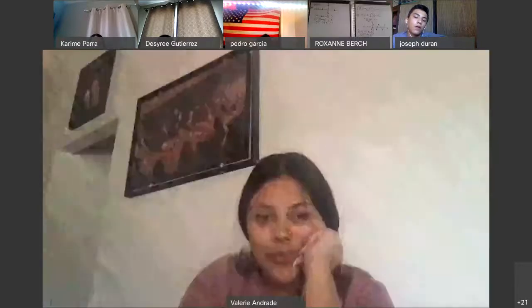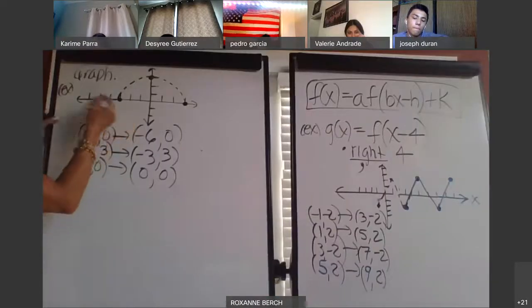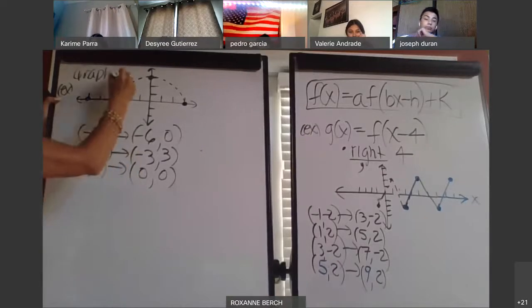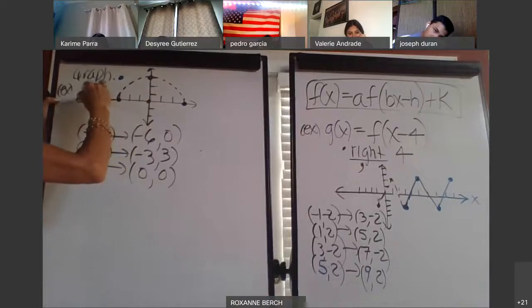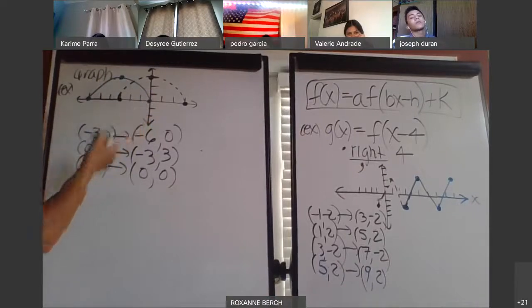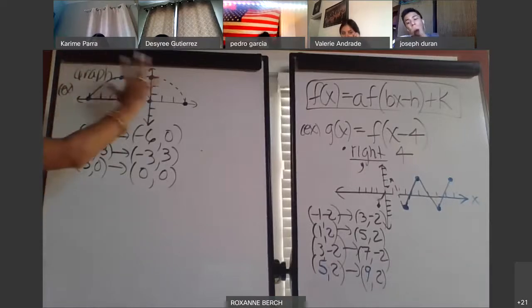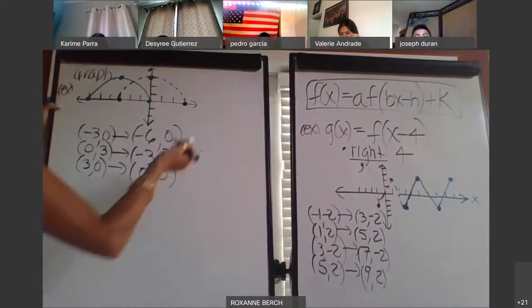To the left 6, 0. Left 6, 0. This would be what? Left 3, up 3, and 0, 0. Does that look like it was translated left 3? Yes, it does. So while we're here, they're not asking for this, but I just want to practice.